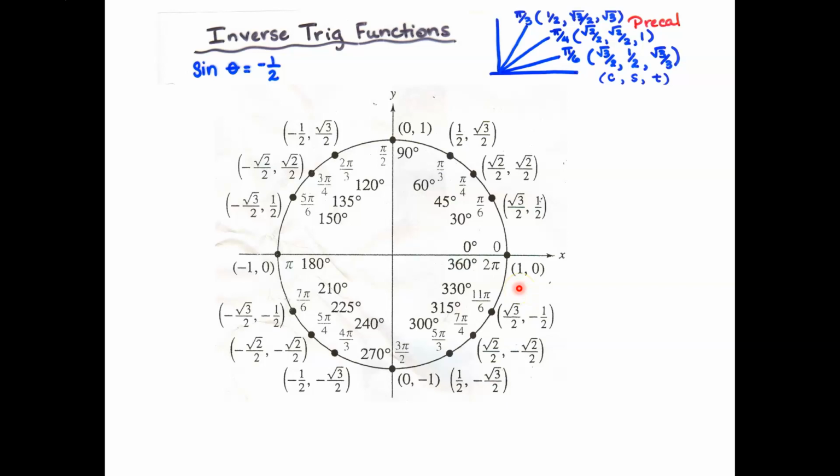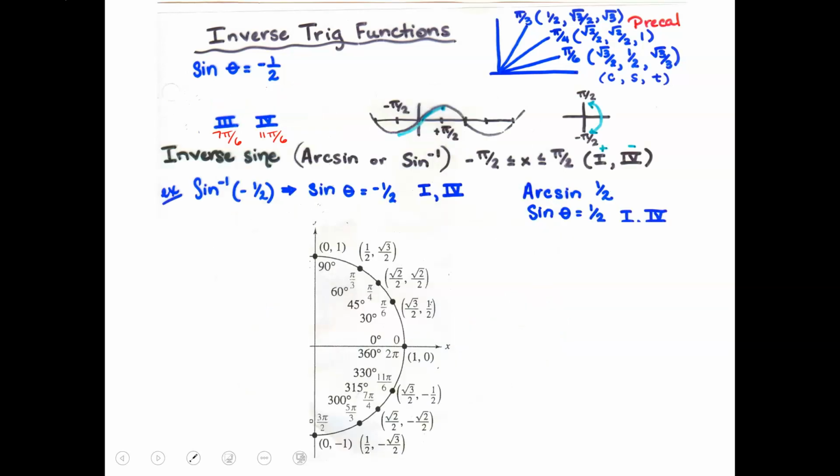And so we would just be looking for where sine, our y value, was -1/2. So here it is right here at 7 pi over 6, and then again over here at 11 pi over 6. So we're going to do something very similar to that with our inverse trig functions.